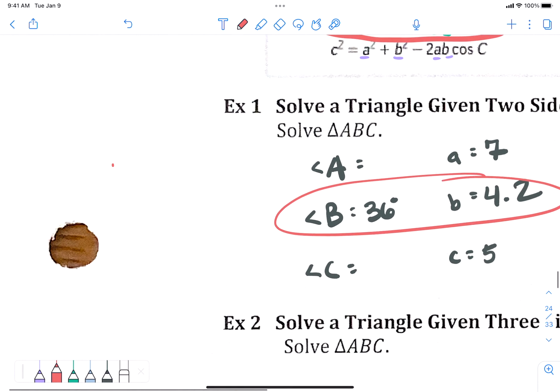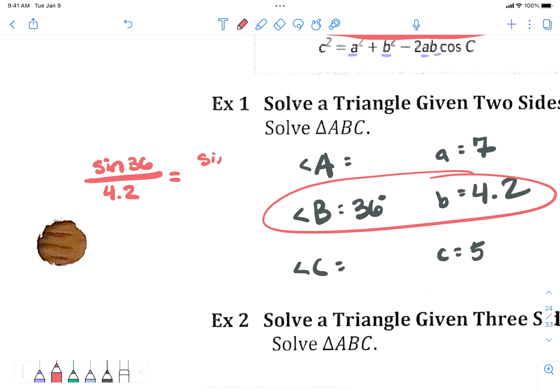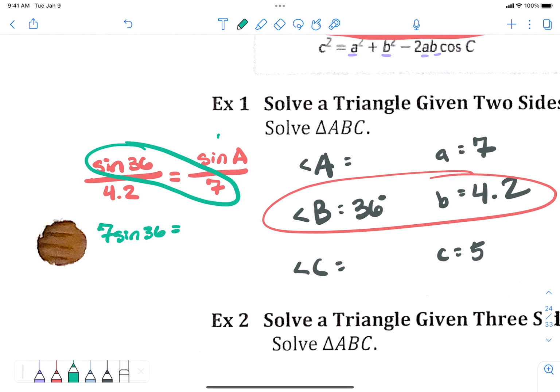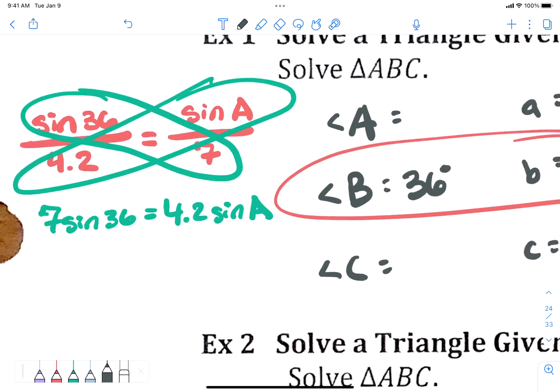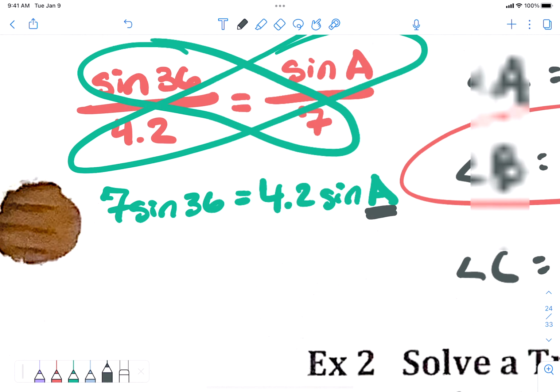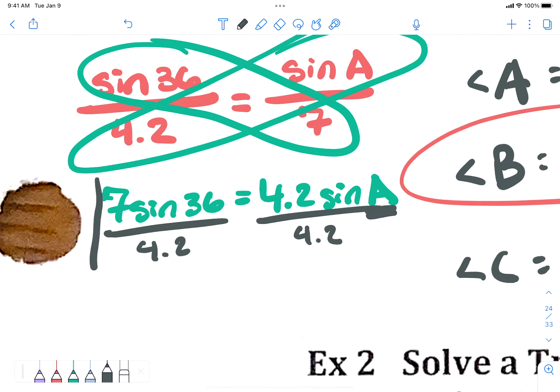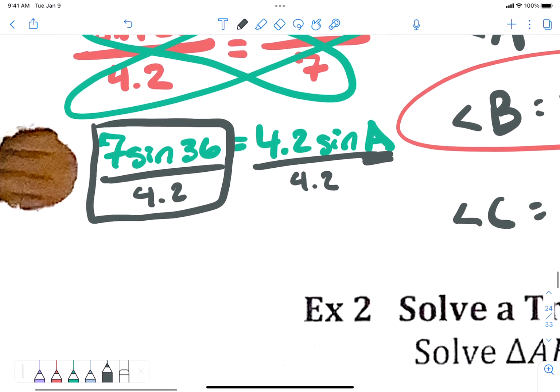But from here, we can use the law of sines. So we'll do sine of 36 over 4.2. Would you like to solve for A or C? A. Okay, so we're going to do sine of A over what? 7. Okay, and we're going to cross multiply. So sine of 36 times 7 is 7 sine 36 equals, and I'm going to do 4.2 times sine of A. Okay, what are we solving for? A. So I'm trying to get this A by itself. So what are you going to move? I'm going to divide by 4.2. Okay, divide by 4.2. So somebody calculate this for me and get that decimal. It's like 0.98 or something like that.